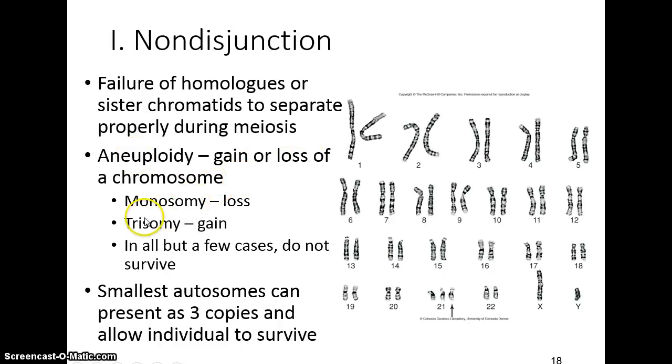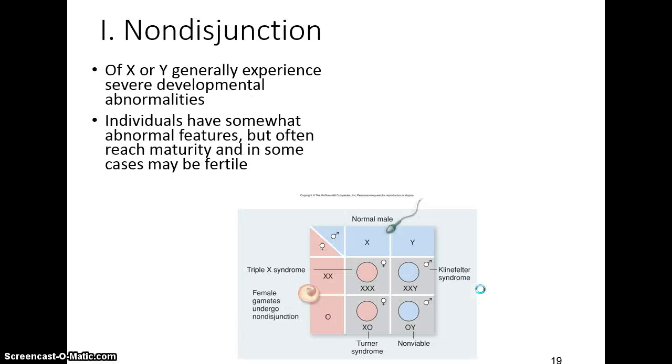Aneuploidy is a gain or loss. If you have monosomy, that means you only have one when you're supposed to have two. Trisomy means you have three when you're only supposed to have two. In most cases, especially with the larger chromosomes, trisomy or monosomy is fatal and the zygote or fetus doesn't develop. But on the smallest one, like trisomy 21, you are able to survive, and that would be Down syndrome.